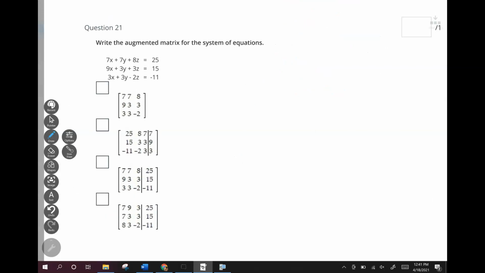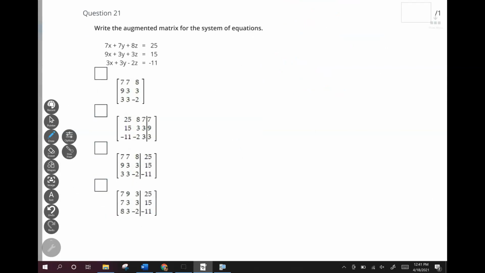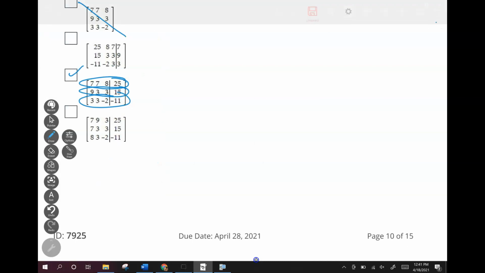All right, write the augmented matrix for the system of equations. So you know that the first 3 columns should be your x's, your y's, and your z's. So 7, 7, 8, and then we draw that line. It doesn't have the constants there. And equals 25. So 7, 7, 8, 25 should be your first row. Then 9, 3, 3, 15. Then 3, 3, -2, -11. Should be an easy question to answer.